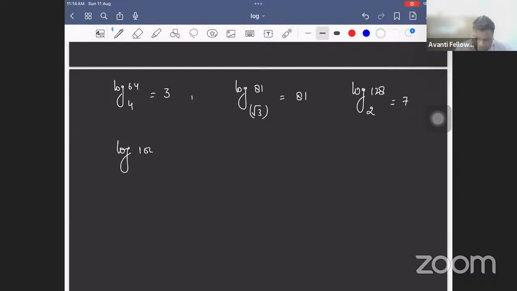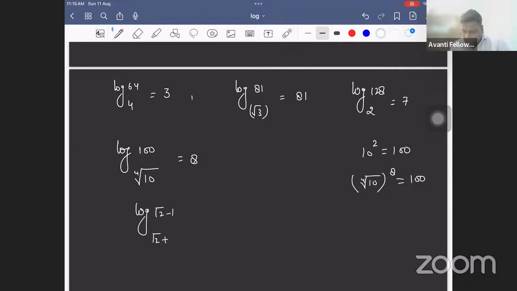Log 100 base 4th root of 10. So we have 4th root of 10 to the power what that will make it 100? I know 10 square is 100, so 4th root of 10 to the power 8 will make it 100. So your answer will be 8. Got it?